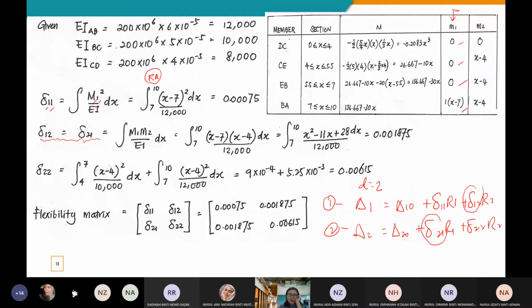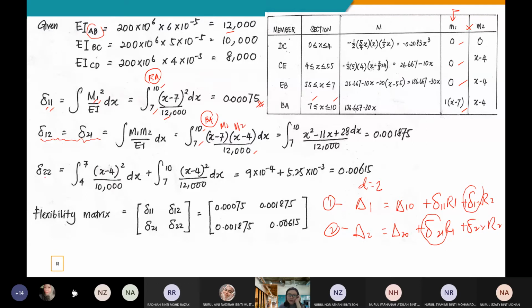So look at BA, the EI of BA is 12,000. So you can put it in your equations for EI. And then the range is from 7 to 10. So you can get your delta 1 1. But for delta 1 2 or 2 1, you are still multiplying M1 and M2, so you will not have any result for DC, CE, EB, because they are all 0 moments, and you are referring to BA as well. So similarly, the range applied, EI applied, and just take this is M1, this is M2.